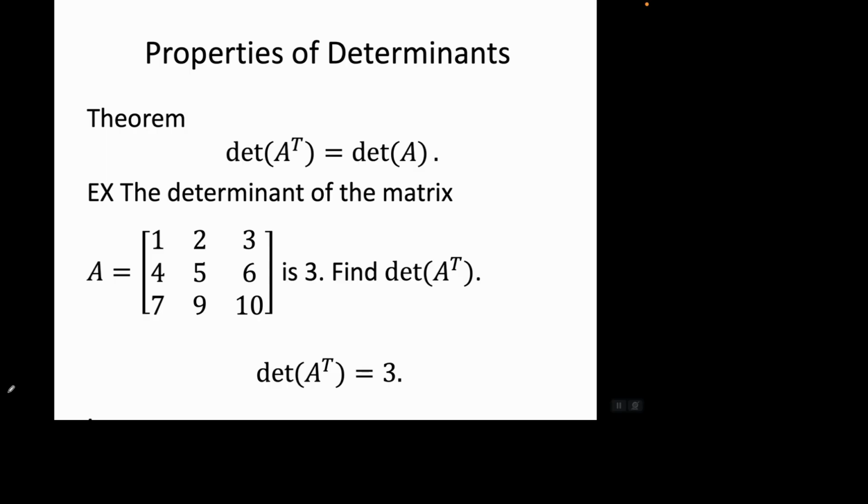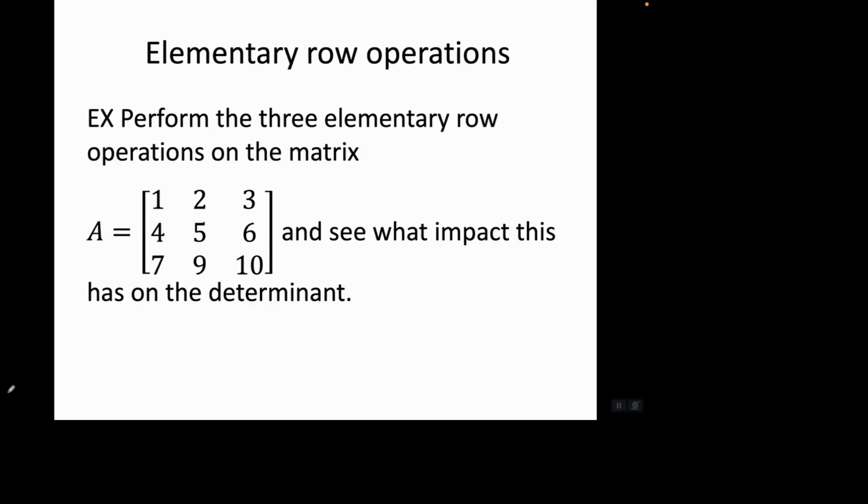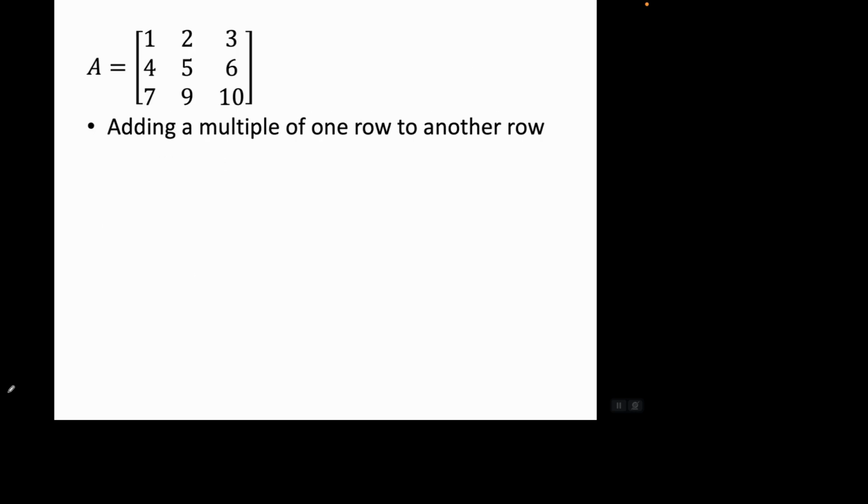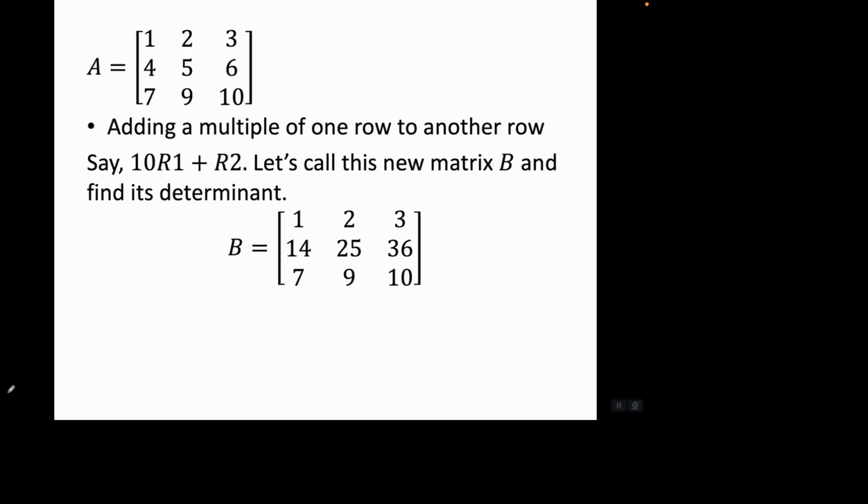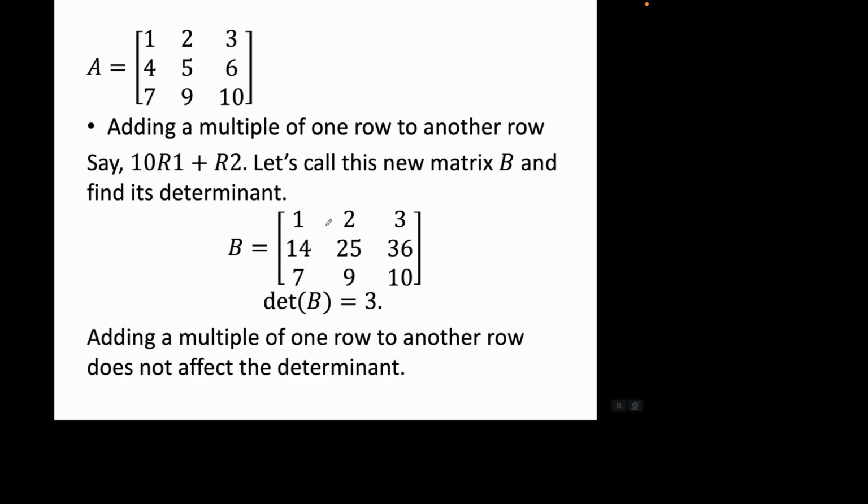Perform the 3 elementary row operations on the matrix A and see what impact this has on the determinant. Adding a multiple of one row to another row. Say we add 10 times row 1 to row 2. So instead of being 4, 5, 6, it's now 14, 25, 36. Let's call this new matrix B and find its determinant. The determinant of B is still 3. Adding a multiple of one row to another row does not affect the determinant.